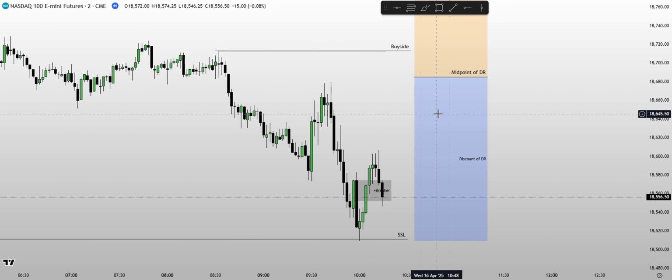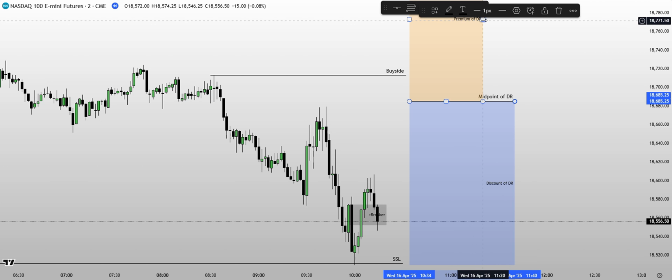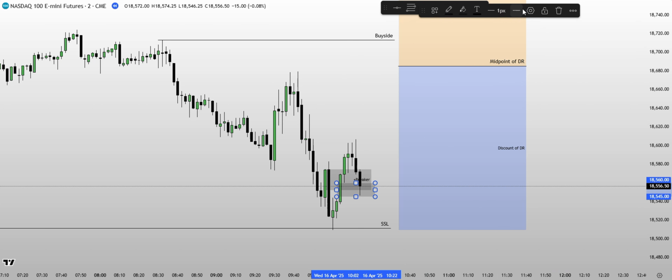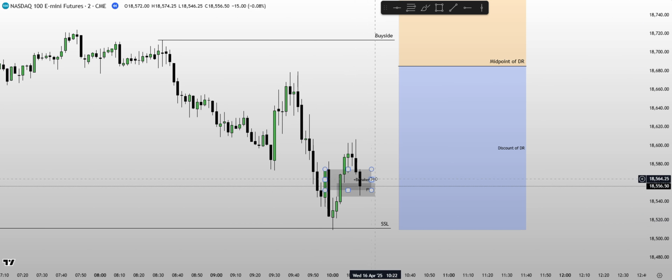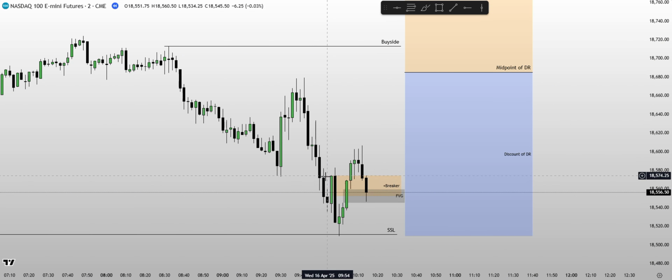If you go to the 2-minute, you see that we have a fair value gap right here in line with that breaker. Right here, here we go. So fair value gap right there, breaker right here, in that discount. You get that change in the state, you get that break in structure, you get that clean fair value gap, clean breaker right here. This is an optimal place to look for a long.